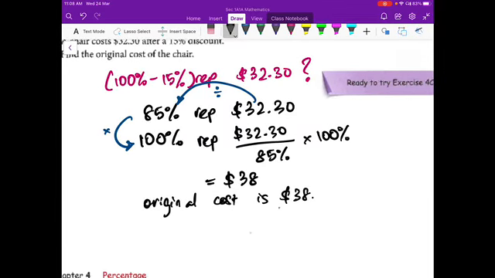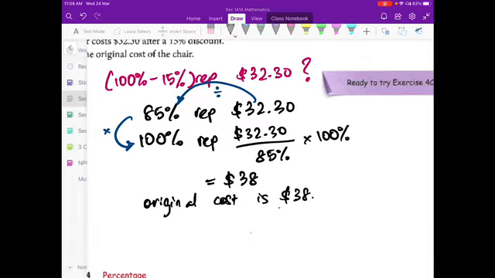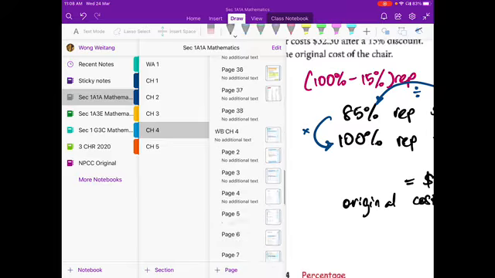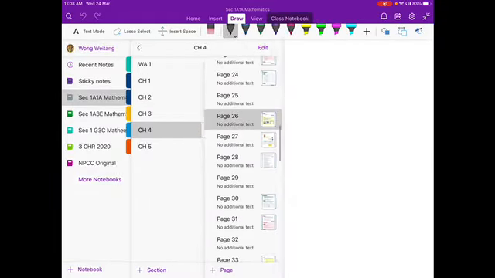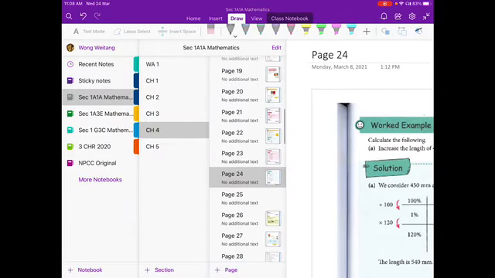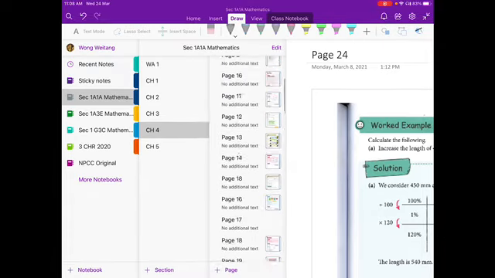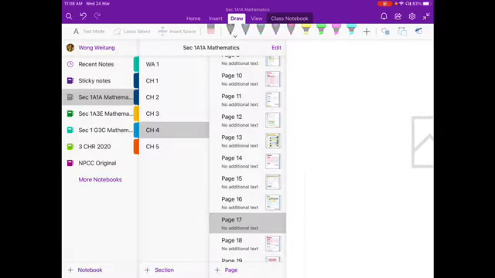And now we are going to move to our workbook, exercise 4C, to try what we have just learned. Questions 1 to 3. Yes, by yourself. Exercise 4C. Haven't copied finished. Question 1 to 3.